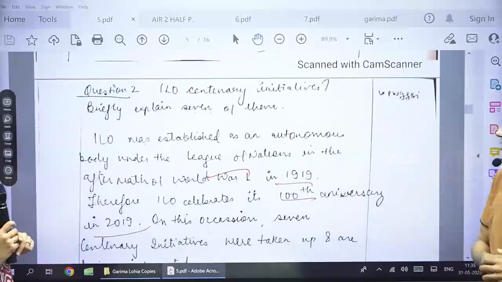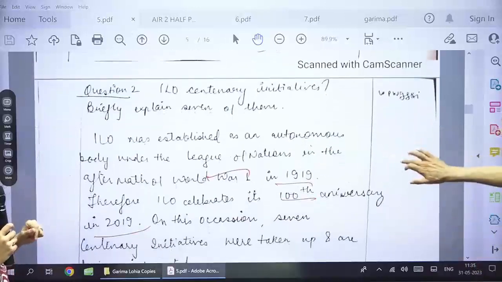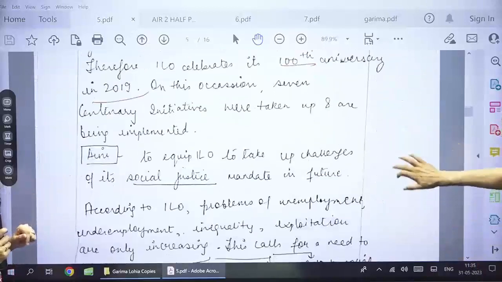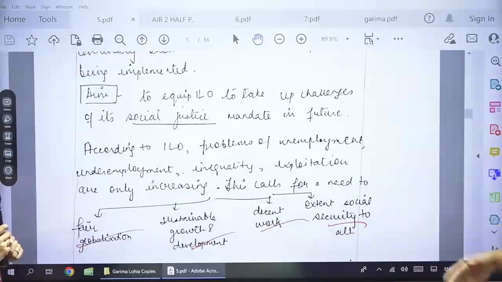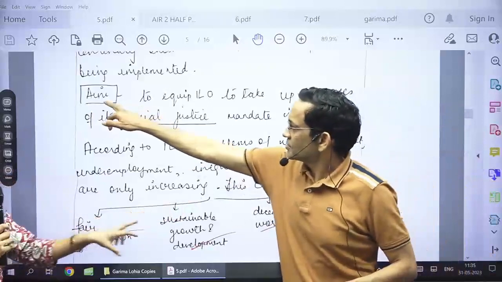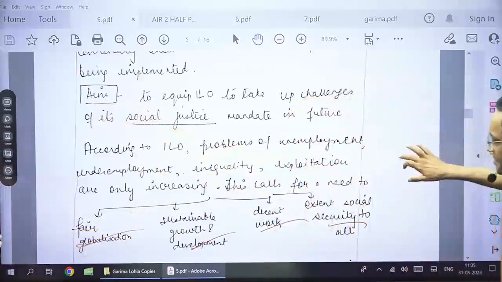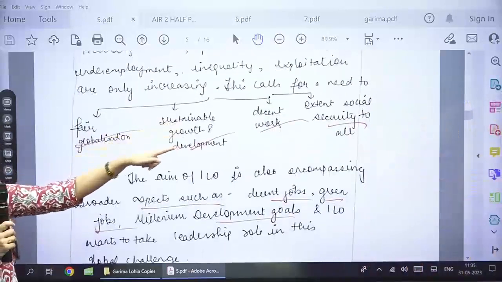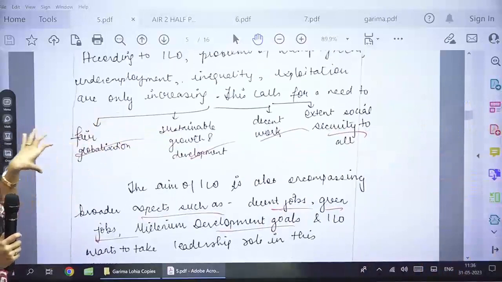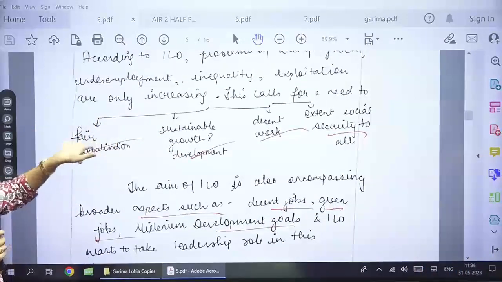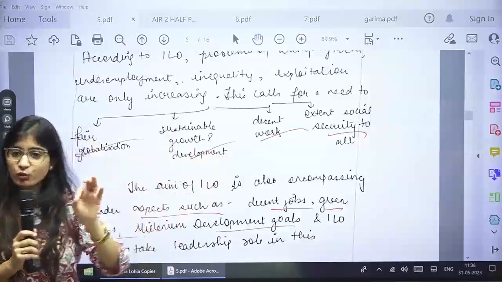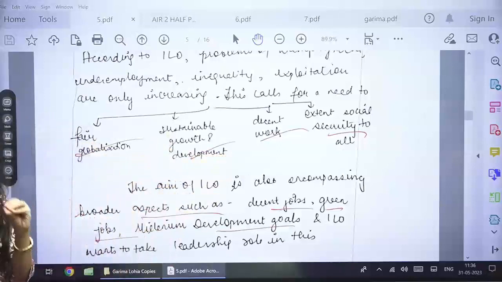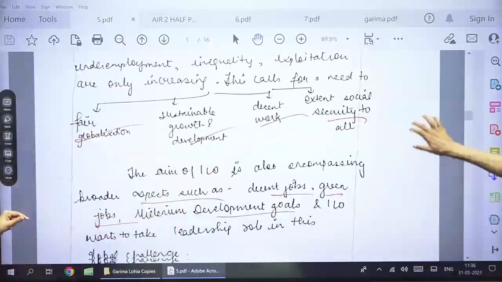ILO sanitary initiatives. Yes. It was a factual question. But keywords are also underlined here. You can simply write an essay. Aim. Yes. This is one diagram I used very often. It saves your time. You write it in a horizontal format and use just fair globalization, sustainable growth. Don't need to write each and every word. Save your words, save your time.